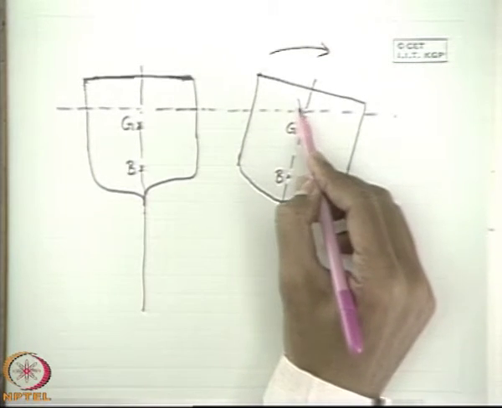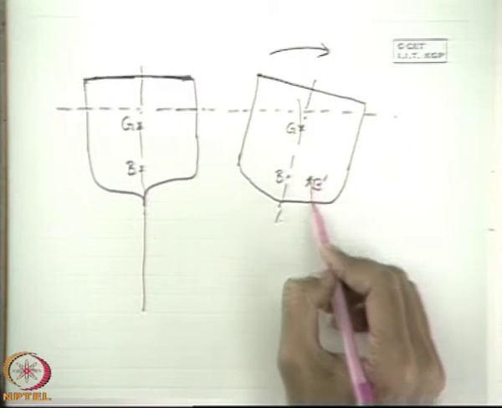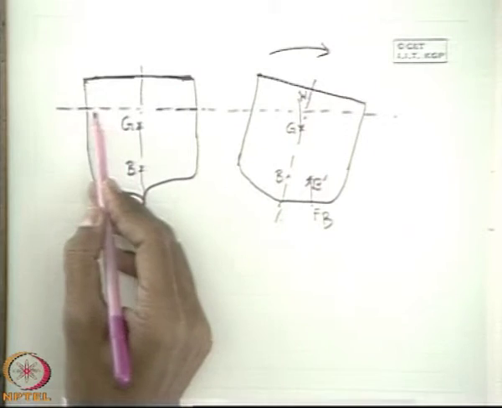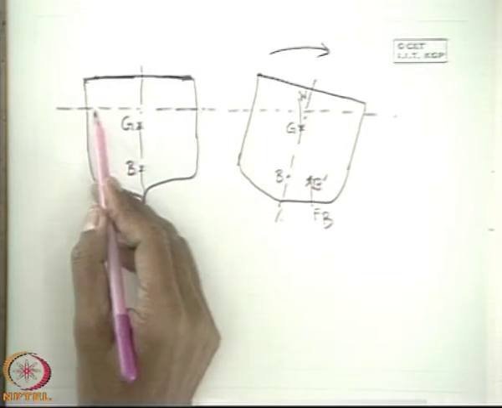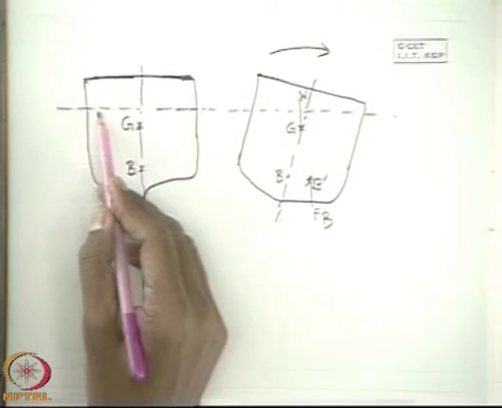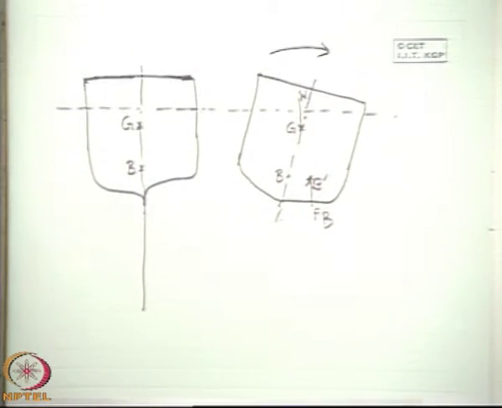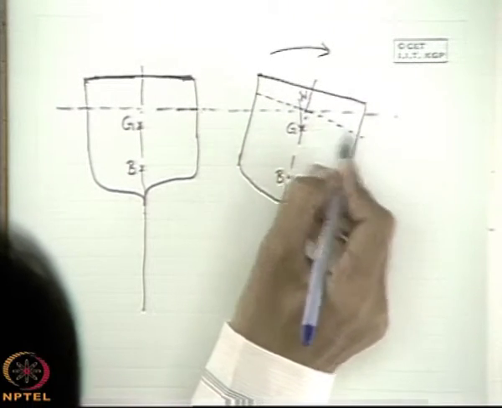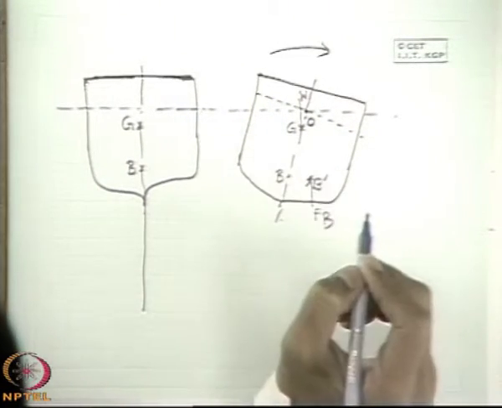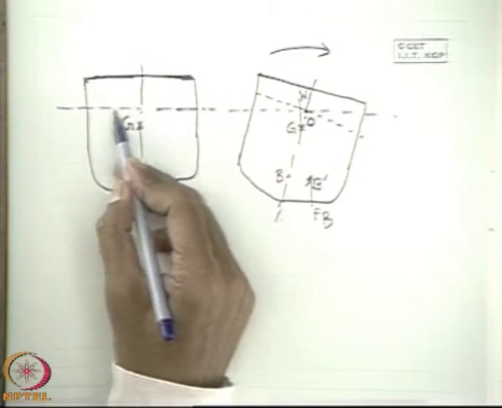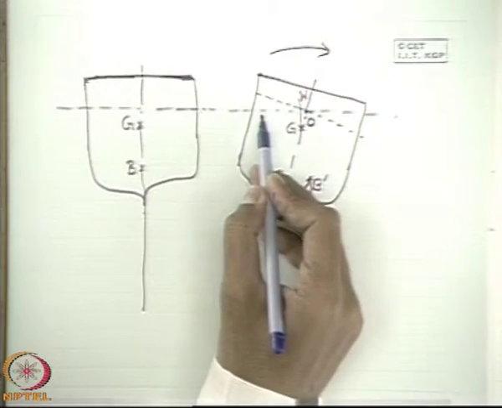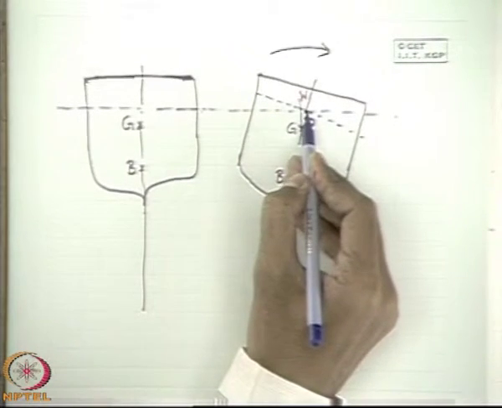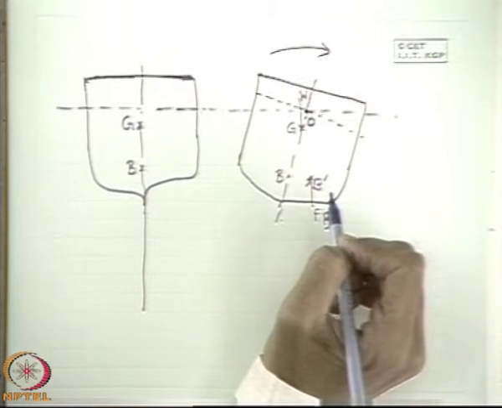So the weight acts through G, and this is the buoyancy force FB acting at B dash, and this is W. Now if we trace the old line for the plane of flotation, we can draw like this. Let this be the point O, the point of intersection of the original plane of flotation and the new plane of flotation, and let them intersect along their centroidal axis. We assume that.